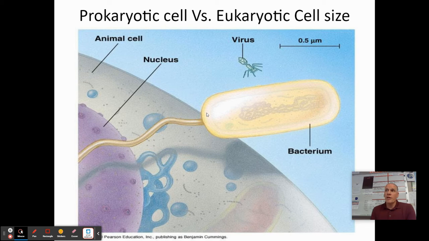Okay, so the prokaryotic cell, you can see the bacterium there is much smaller, somewhere in the order of 10 to 1,000 times smaller than a typical animal cell, and a virus is even smaller than that. And this particular virus is a T4 bacteriophage. It's a virus that infects only bacteria.